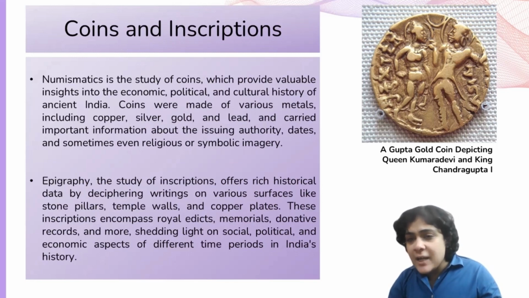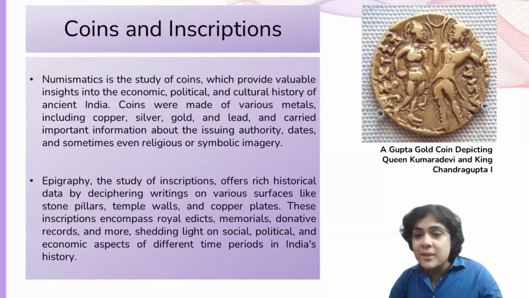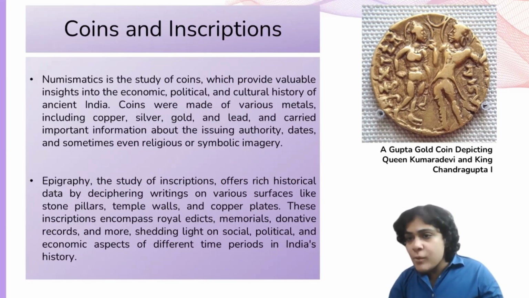The earliest deciphered inscriptions are from the time of Ashoka and have been found on rock surfaces and stone pillars across the Indian subcontinent. They were first deciphered in 1837 by James Prinsep, a civil servant with the East India Company in Bengal. Most of these inscriptions are in Brahmi and Kharoshti script.